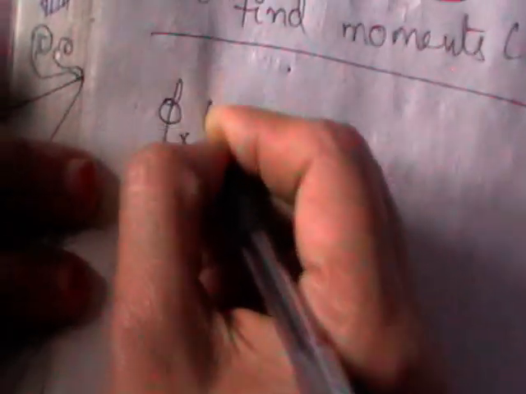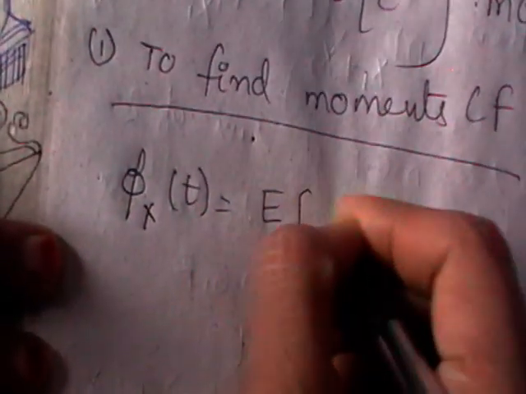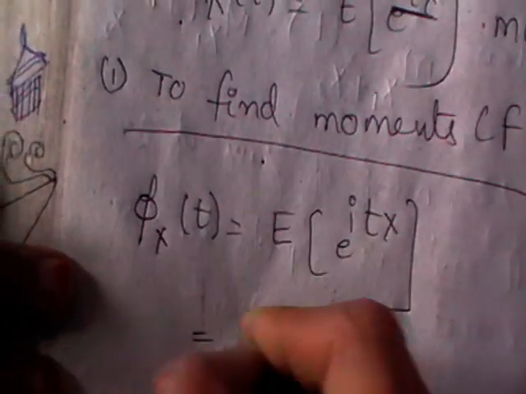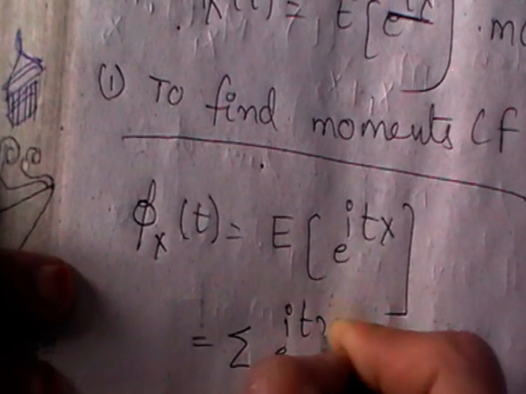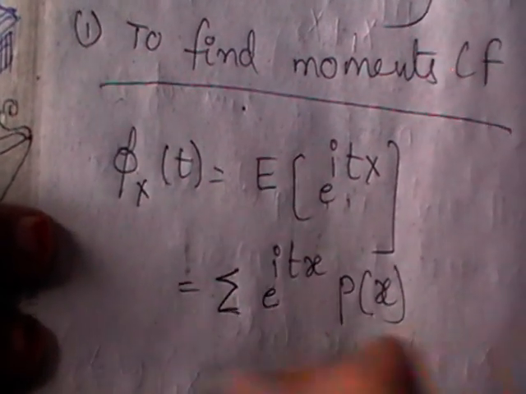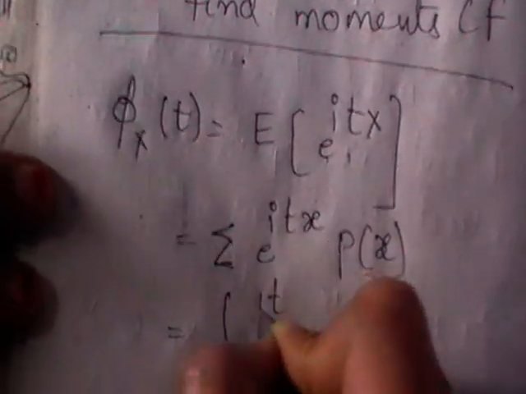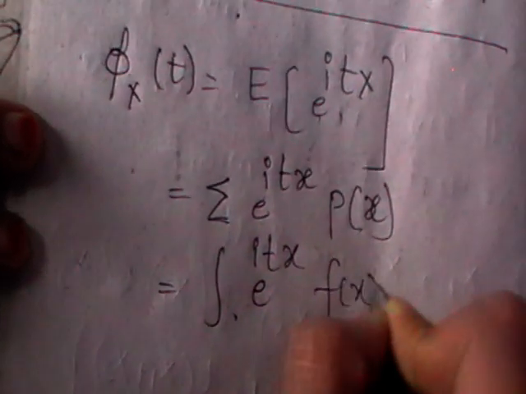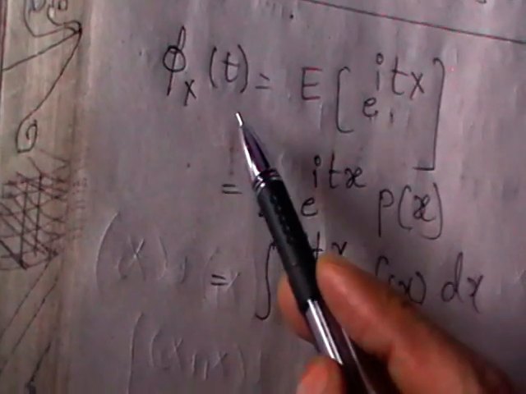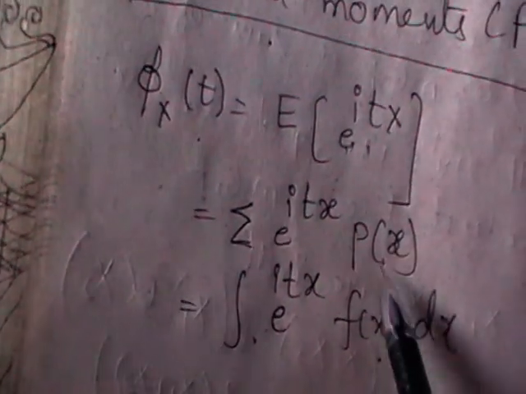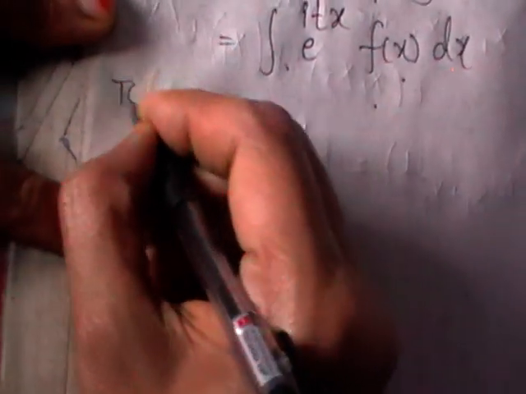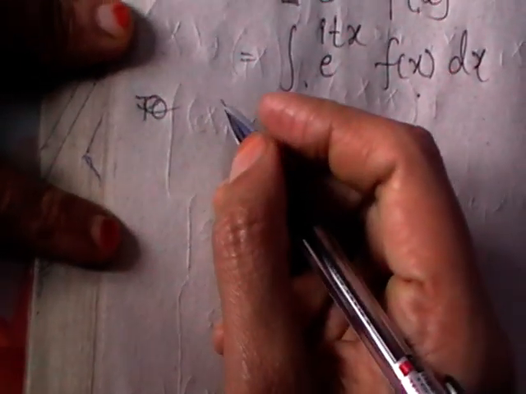We are defining the CF as expectation of e power itx. If it is a discrete random variable, you write the same thing, whatever we have within the brackets, and start with sigma with p of x. If it is a continuous random variable, you start with an integral, and whatever we have in the brackets you write the same along with the PDF. That is the definition of phi X(t) for discrete and continuous random variables. Now let us see how to find moments from this.